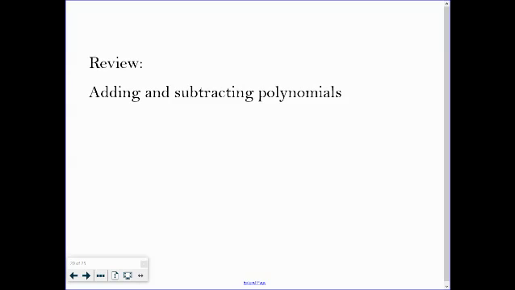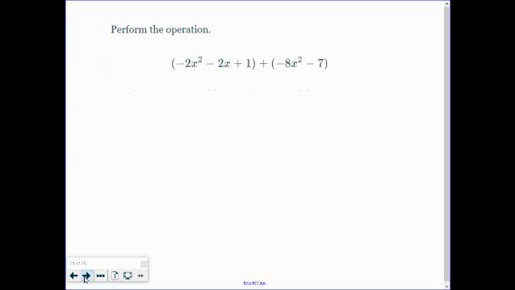We're going to review adding and subtracting polynomials. So this is 7B day 2. Let's review 2 adding and 2 subtracting. Okay, so perform the operation.